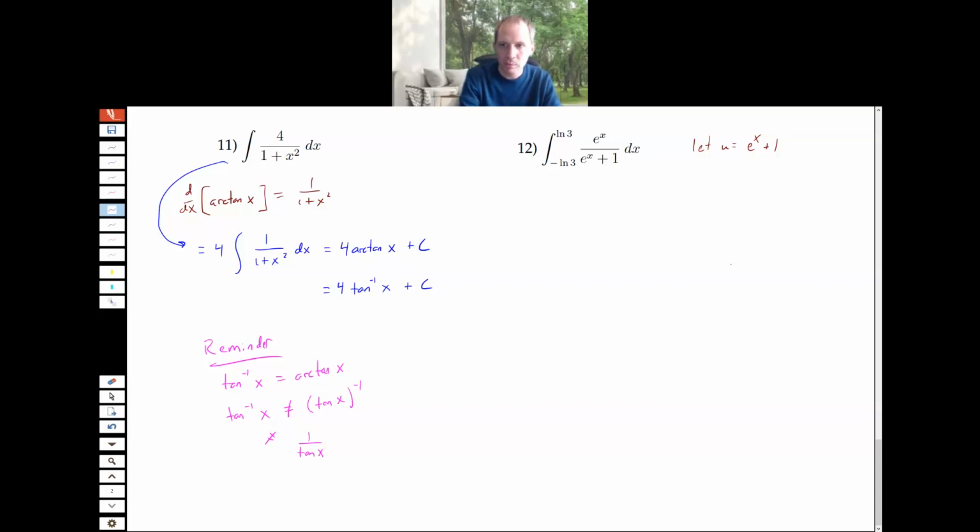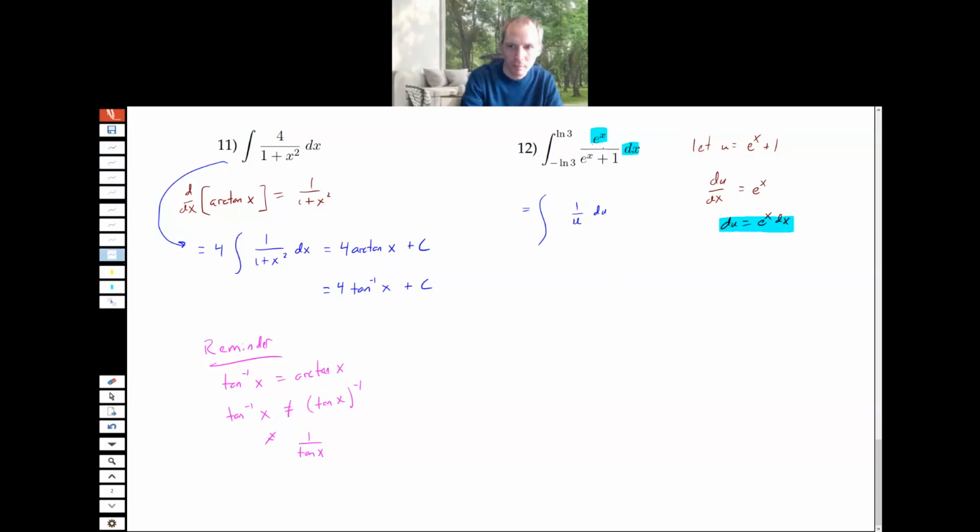u equals e to the x plus 1. I'm going to differentiate both sides. When I take the derivative of e to the x, I get e to the x. When I take the derivative of 1, I get 0. So du is e to the x dx, and I do indeed have e to the x times dx in the problem, so I can replace that with a du. So I can write this now as an integral of 1 over u, because e to the x plus 1 becomes a u, and the e to the x dx becomes a du.